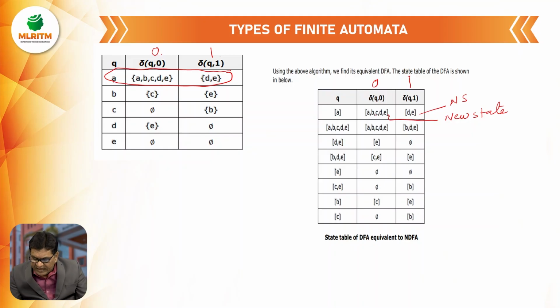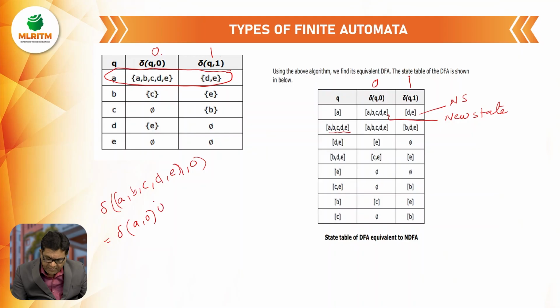Now, what is the new state? A, B, C, D, E. It is that state. Now for A, B, C, D, E with 0, determine the next states. With 1, determine the next state. Now I want to explain delta of A, B, C, D, E with current input 0. You can take delta A, 0 union delta B, 0 union delta C, 0 union delta D, 0 union delta E, 0. You have to find out the next state.